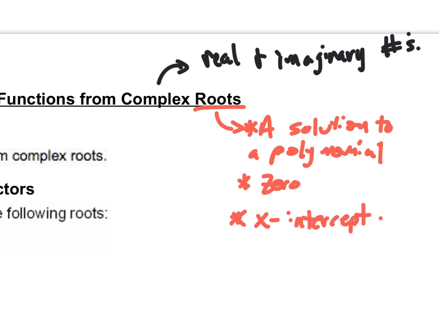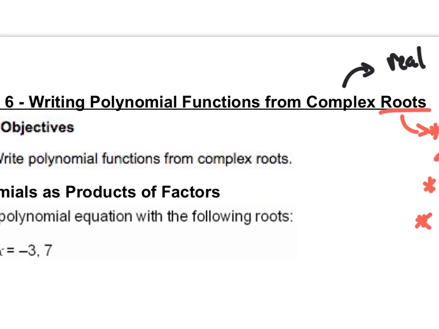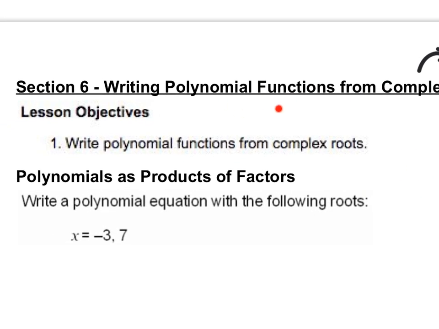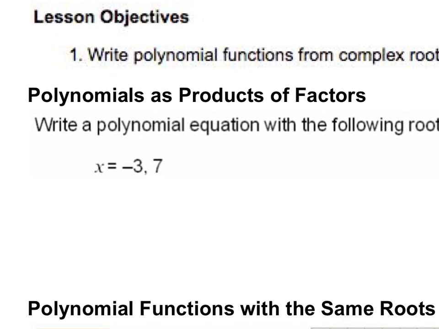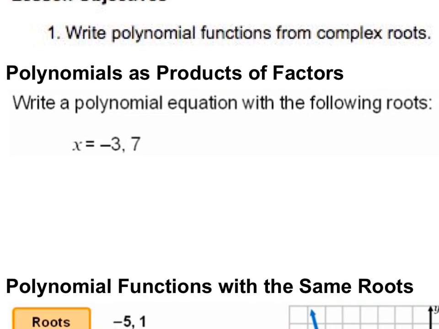What we're doing is taking the x-intercepts, or the zeros, or what we call a solution to a polynomial, and we're going to be able to write polynomial functions based off of that. Okay, so let's take a look. We want to write polynomials as products of factors. So we want to write a polynomial equation with the following roots.